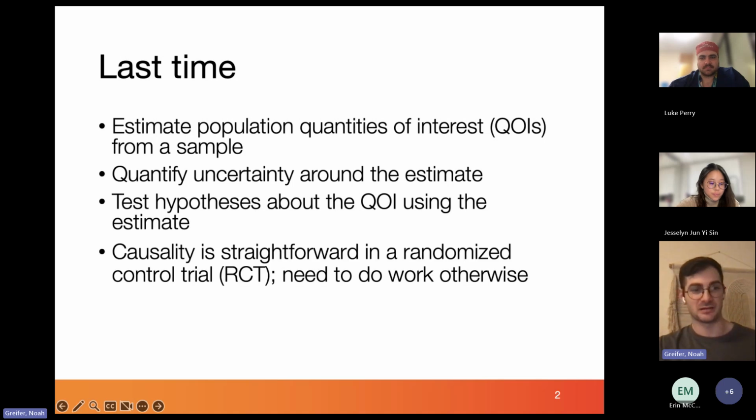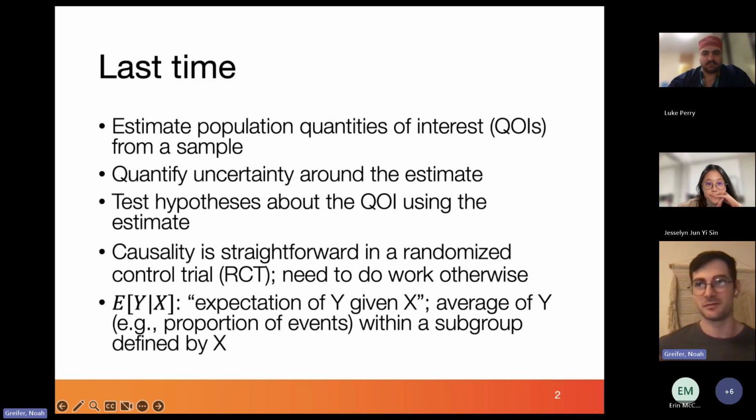We briefly mentioned how causality is straightforward in a randomized control trial, which is often abbreviated as RCT. But when we don't have a randomized control trial, we need to do some additional work. And the focus of today's talk will be on understanding what work we need to do to establish causality when we can't run a randomized trial.